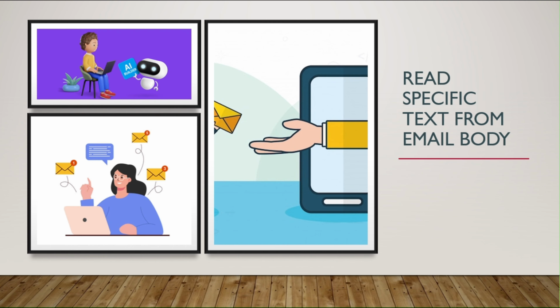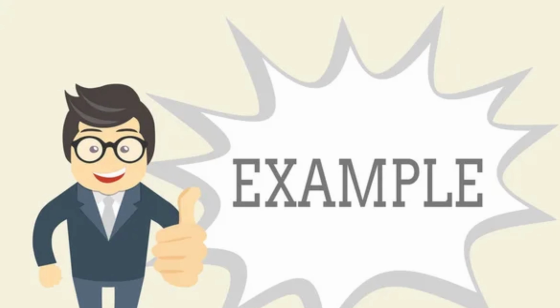When we build the use case, we need to step through a few things. Number one is configure the email. Number two is configure the AI Builder. The next one is write the prompt. And the last one is manipulate the text to get the values. Let's get started with this live example now.